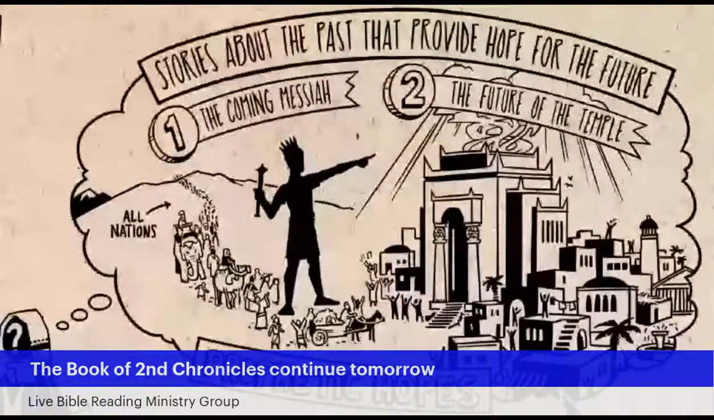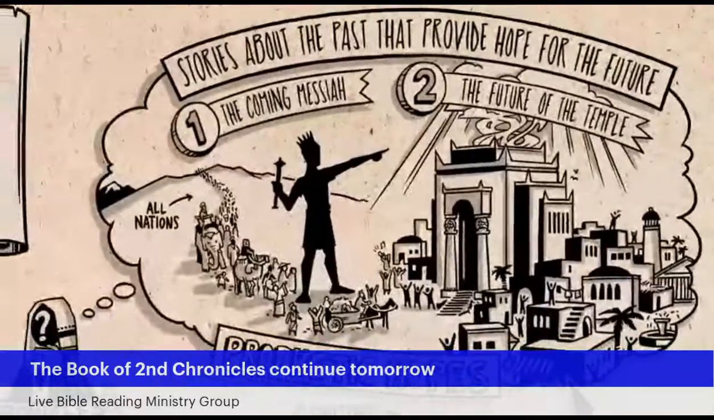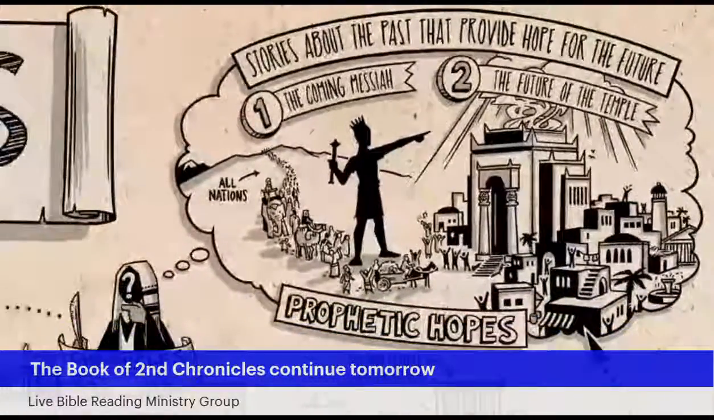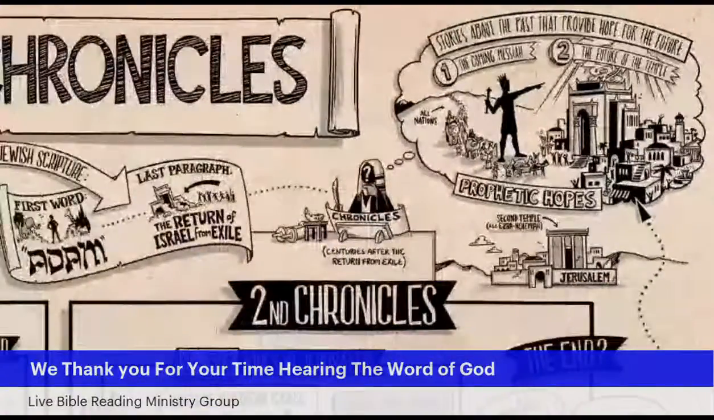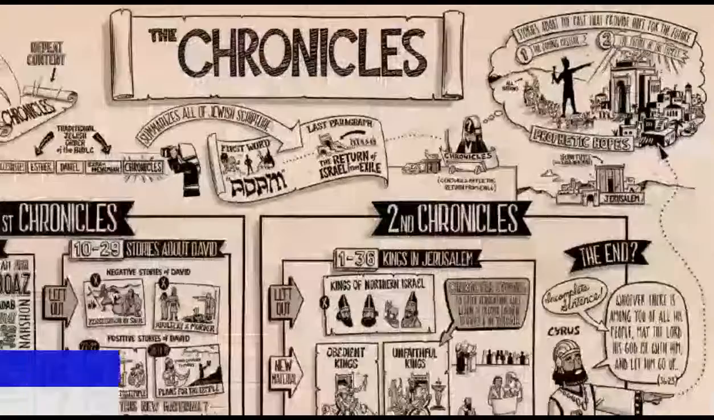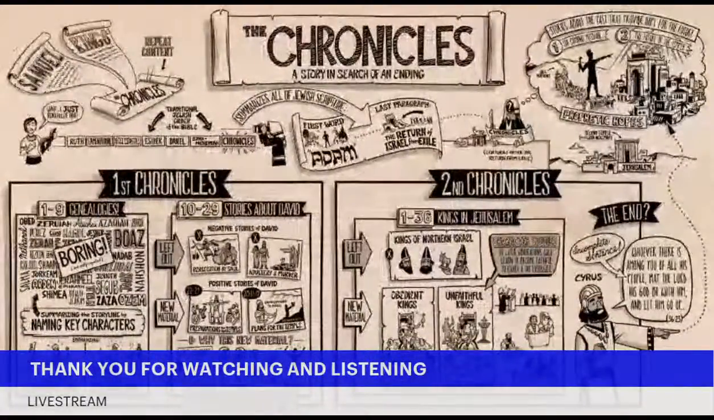And so the book of Chronicles, it's the final book of the Jewish scriptures. It ends by pointing forward. It calls God's people to look back in order to look ahead, because the past has become the source of hope for the future. So Chronicles concludes the Old Testament as a story in search of an ending. And that's what this book is all about.